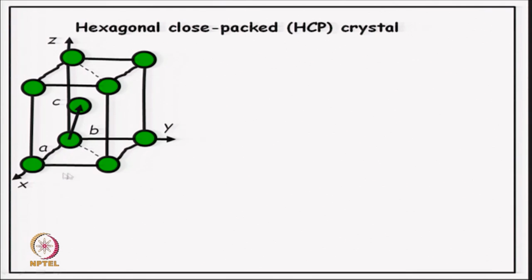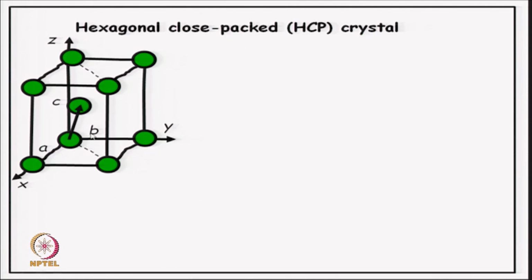The corner atoms, the 8 corner atoms will effectively contribute to one atom in the unit cell, and the inside atom, the B atom, will also contribute to one atom. So, that is why in this unit cell we have 2 atoms.